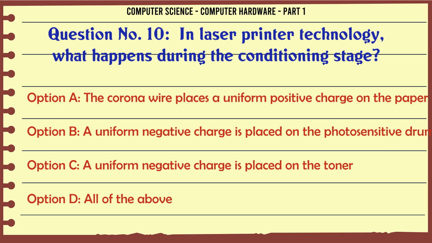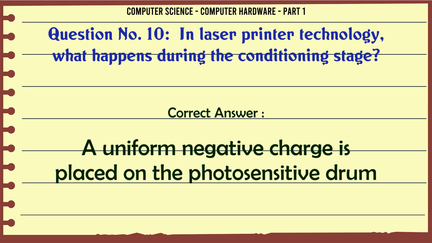A. The corona wire places a uniform positive charge on the paper. B. A uniform negative charge is placed on the photosensitive drum. C. A uniform negative charge is placed on the toner. D. All of the above. The correct answer is a uniform negative charge is placed on the photosensitive drum.